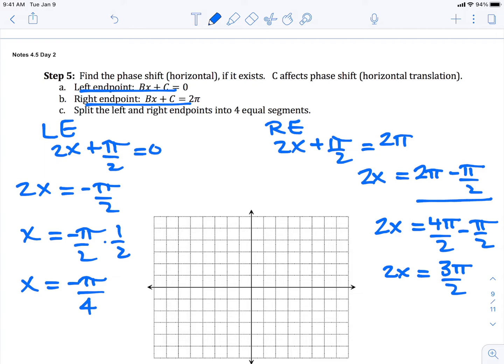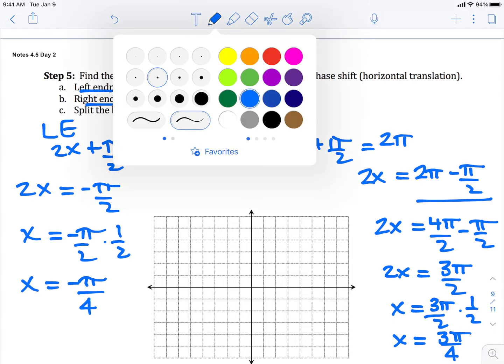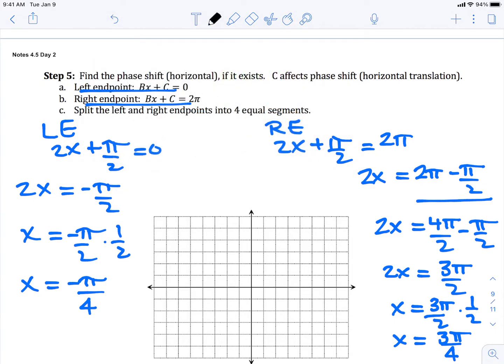Now we need to do the same thing. We need to undo that 2. So we're going to either divide both sides by 2 or multiply by the reciprocal, which is 1/2. So our right endpoint will be at 3 pi over 4. Now we're ready to start graphing it.